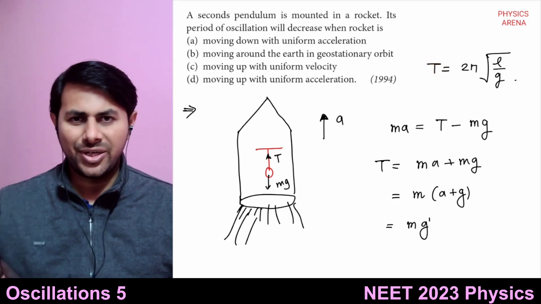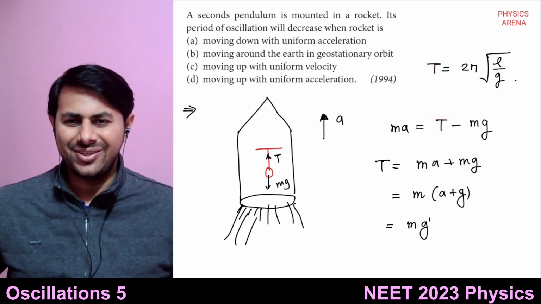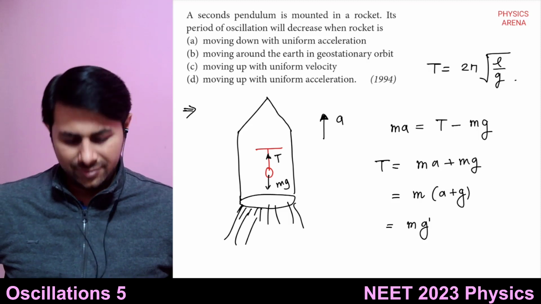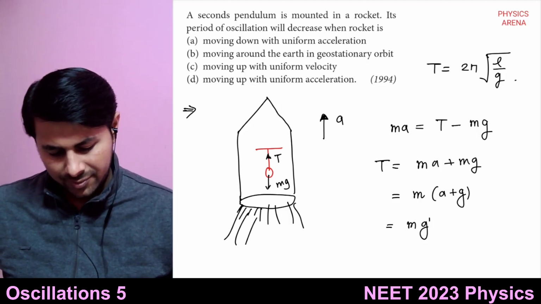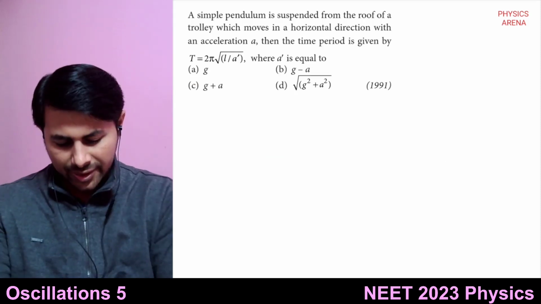So don't get confused with T and T. This is tension, this is time period. Is it clear? So it's option D. Next question.